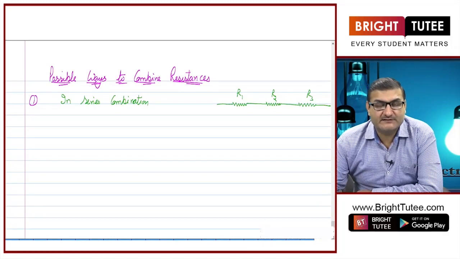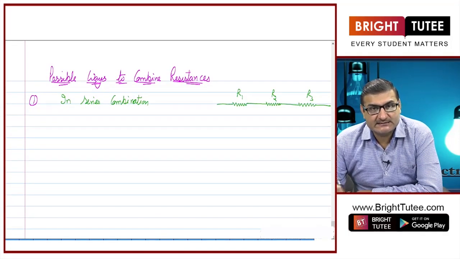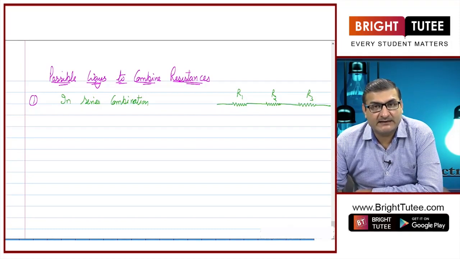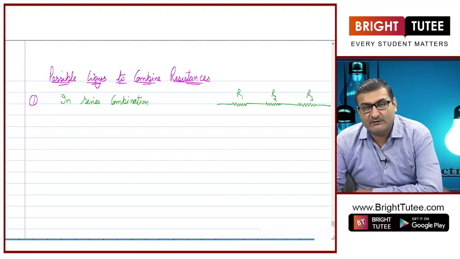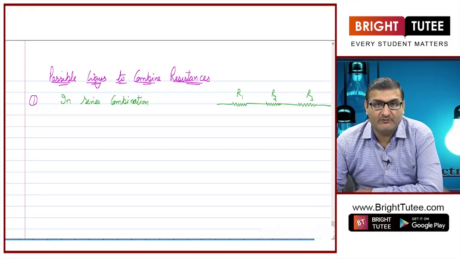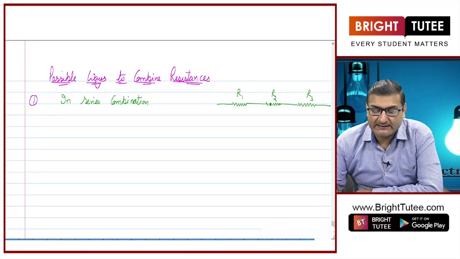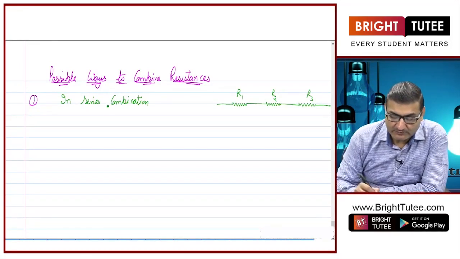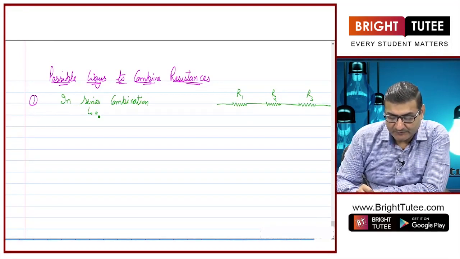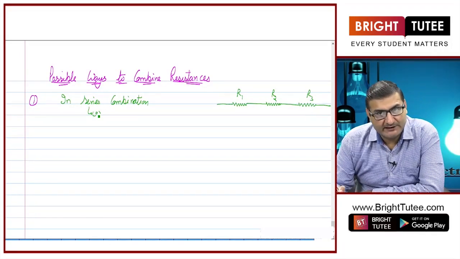So, this is the first possible way by which we can combine the resistances, and as per what we have studied till now, if I combine the resistances in series, I will get the maximum possible value. So, if in the question I am given any 3 resistances and I am asked to find out the maximum possible value, in that case I will combine them in series. So, I am giving you a tip, there are 2 things that we need to see.